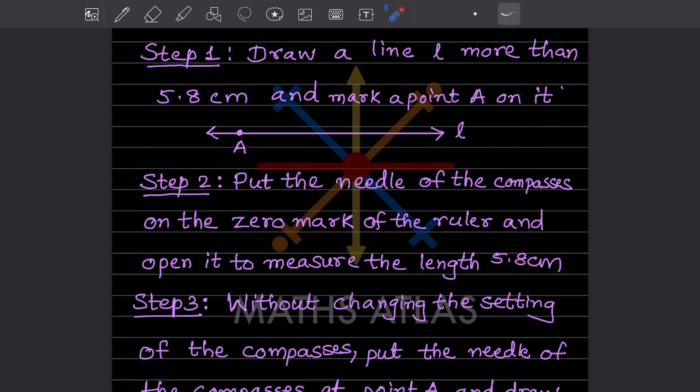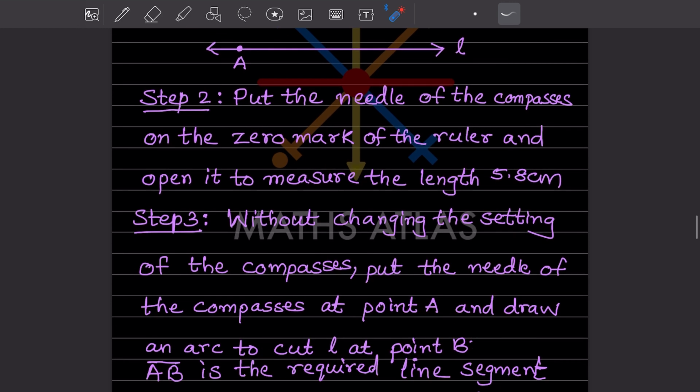So without changing the setting of the compass, once you take that 5.8 centimeter, this distance as 5.8, we are not going to change the setting of it, and put the needle of the compass at point A. So that one needle you are going to put here. Suppose this is 5.8. So one needle you are going to put it here, and the pencil one you are going to put it over here.